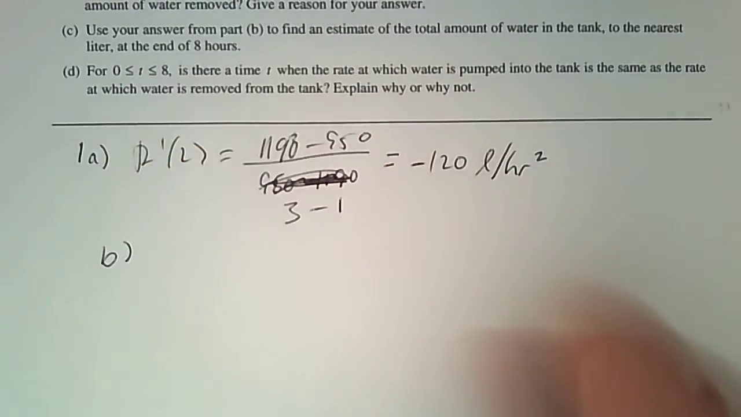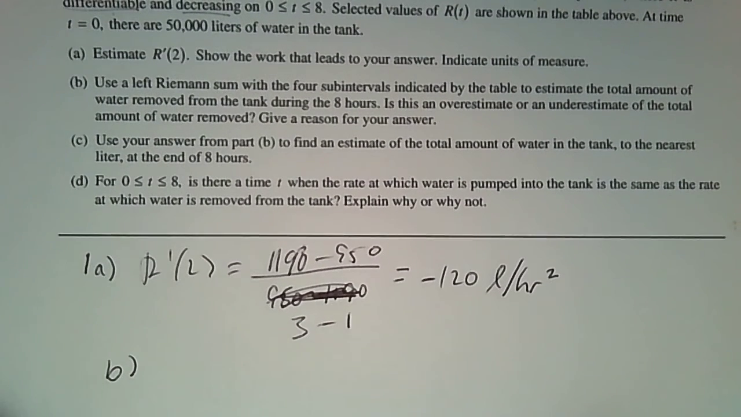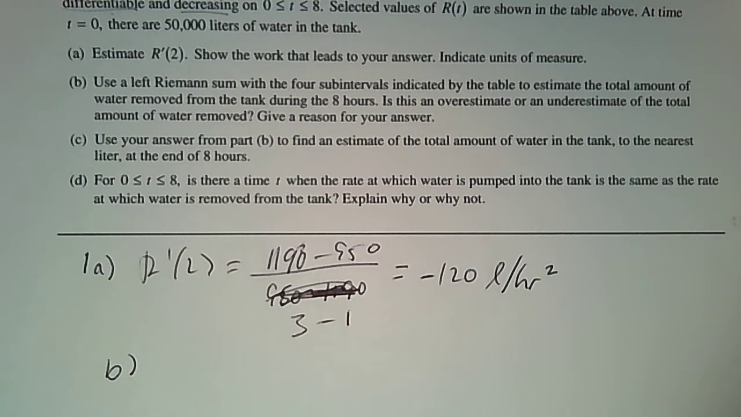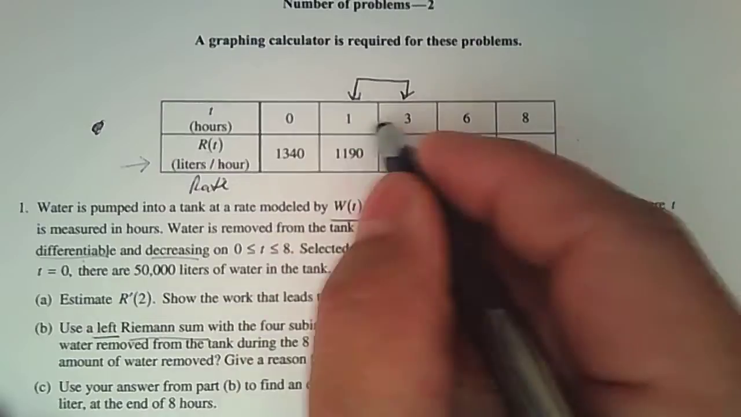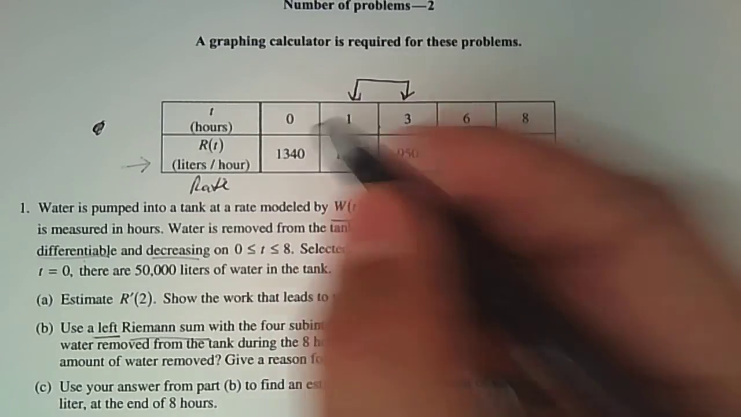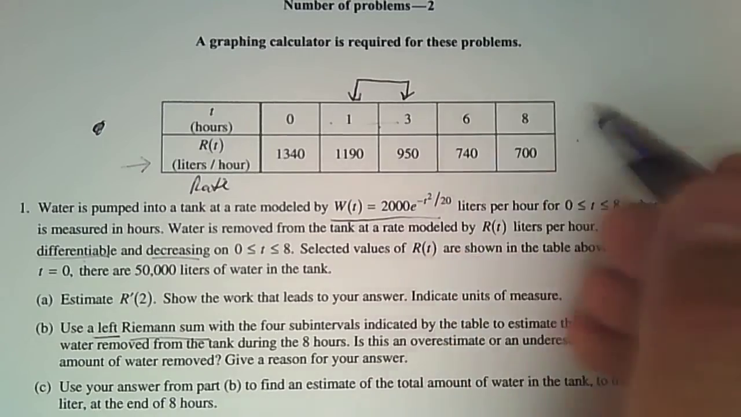Part B. Use a left Riemann sum with 4 subintervals indicated by the table to estimate the total amount of water removed from the tank during the 8 hours. Is this an over or underestimate? And give a reason for your answer. Let's first start with the left Riemann sum. So the first thing I look at are the t values. Are those equal intervals? No. 0 to 1, 1 to 3, 3 to 6, 6 to 8.